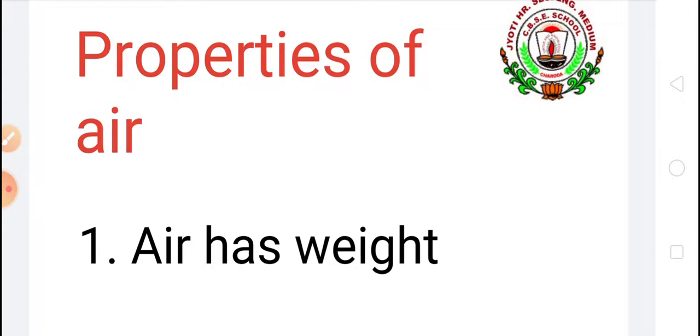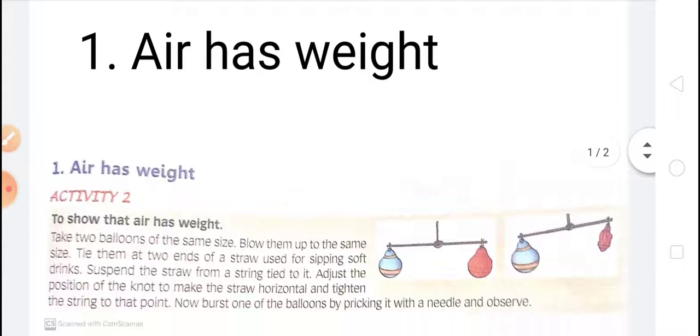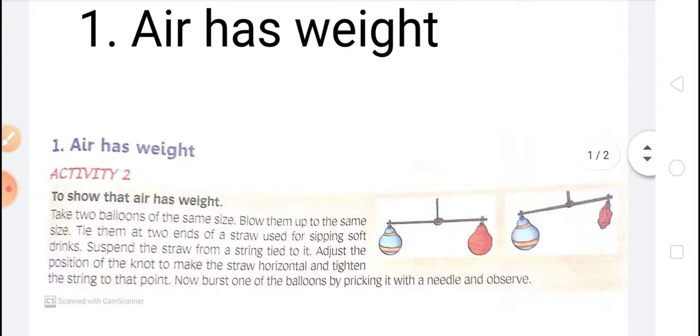Children, today we are going to study about different properties of air. The air has properties: air has weight, air occupies space, and air exerts pressure. These are the three properties of air we are going to study in this topic.